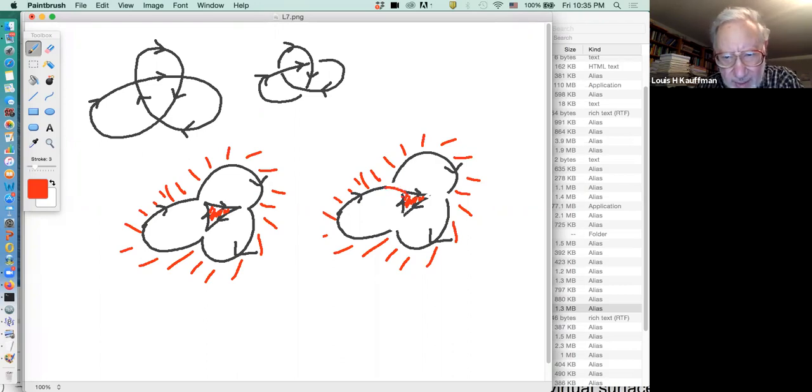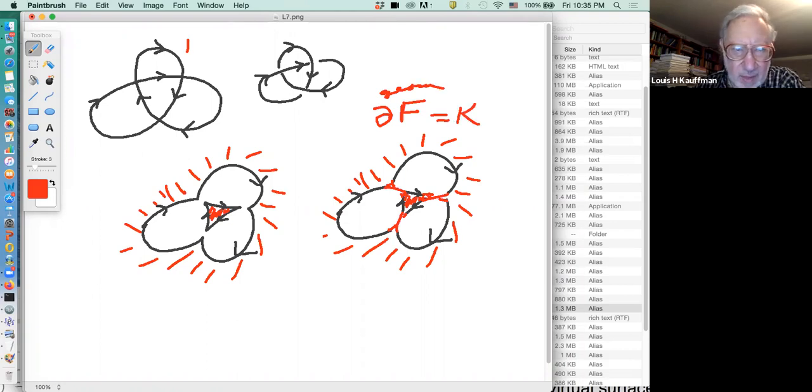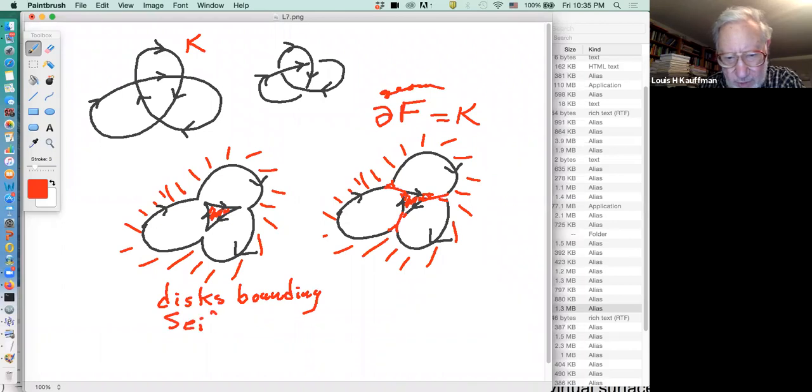So you put the twists back in like that. With the surface, you get a surface F with the boundary of F, this is the geometric boundary of F, equal to the knot K. So you form disks bounding Seifert circuits and you get a surface.